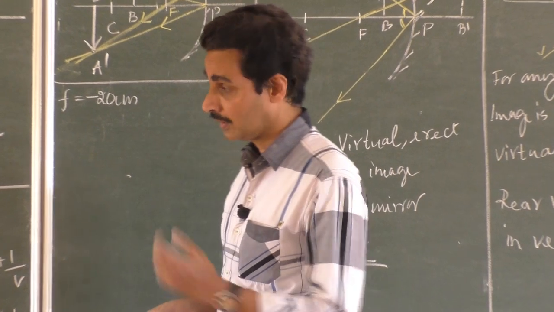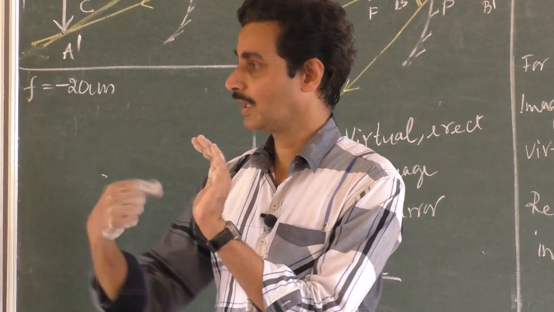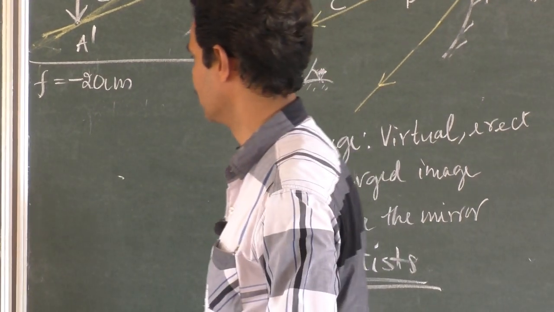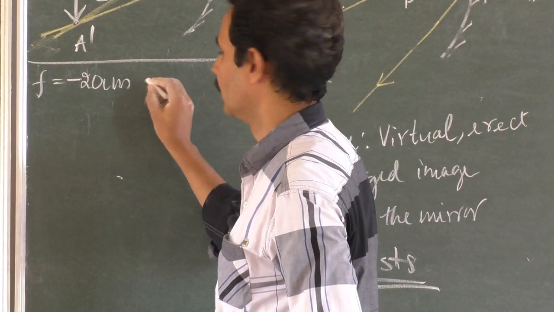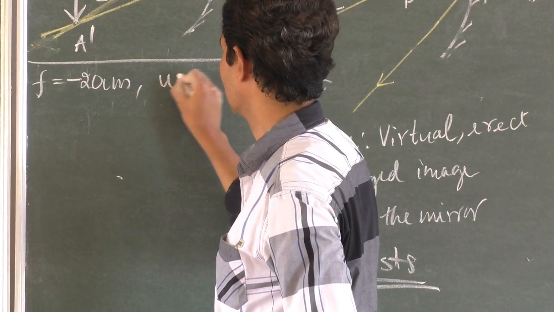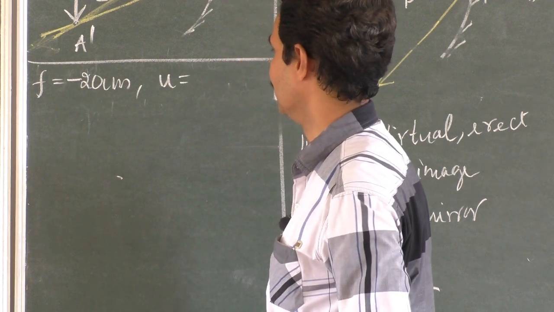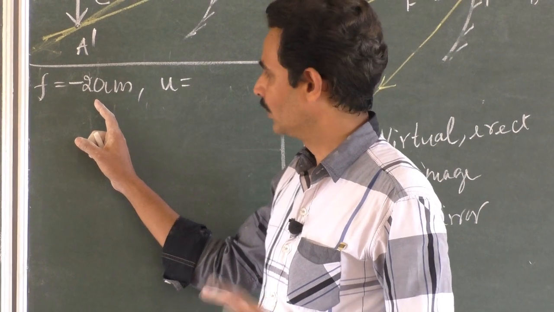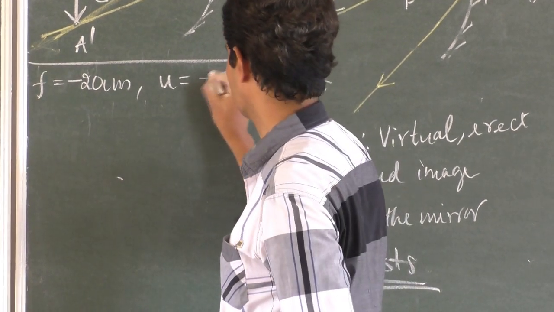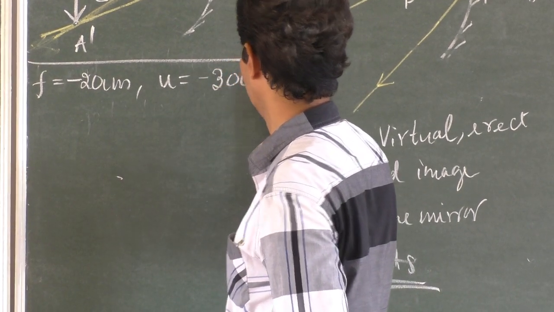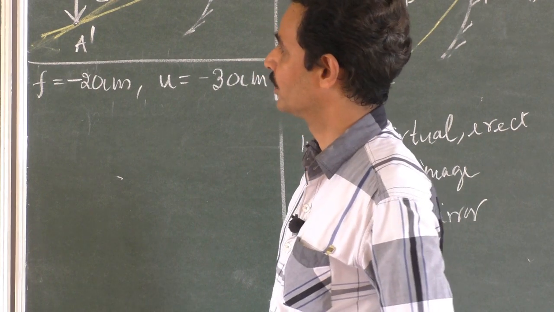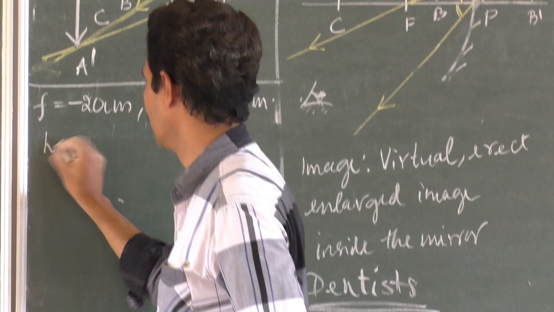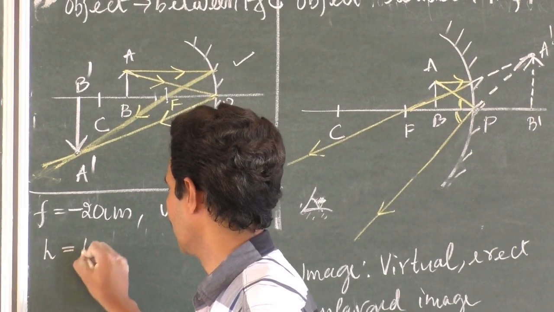The reason is the focus comes on the same side as the incident rays, but you have to measure it in the opposite direction. And then the object distance should be between F and C. Center will be at 40 and focus will be at 20. So we will select some 30 centimeters. Object distance 30, minus 30 I will choose on this side, and the height of the object is 10 centimeter.